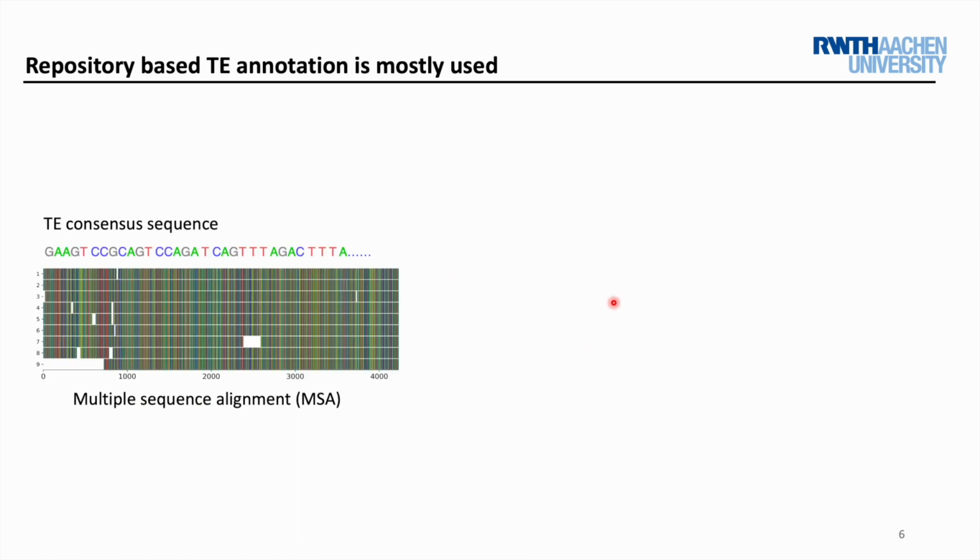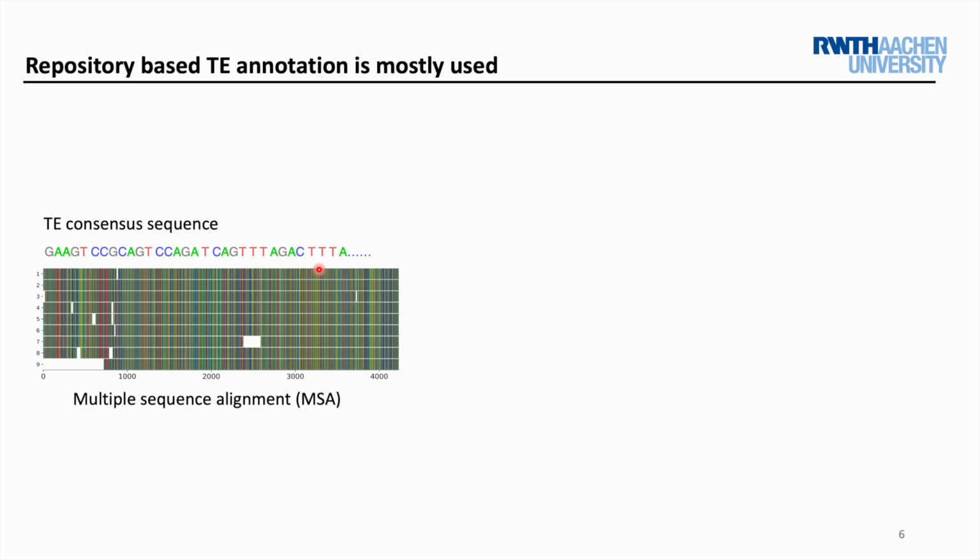Many methods have been used for TE annotation in the genome. Before that, I want to give you the concept of what a TE consensus sequence is. Because TEs are repetitive elements, we can take all the copies from the genome, align them and generate multiple sequence alignments. Based on this alignment, we can generate a consensus sequence.